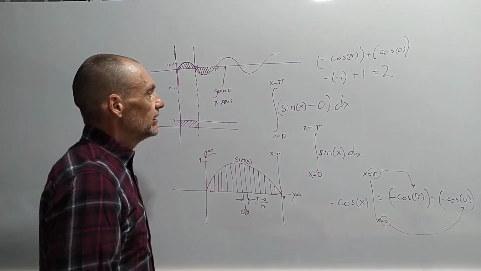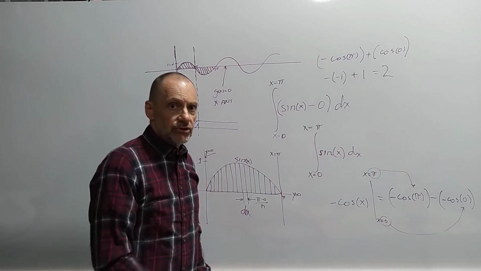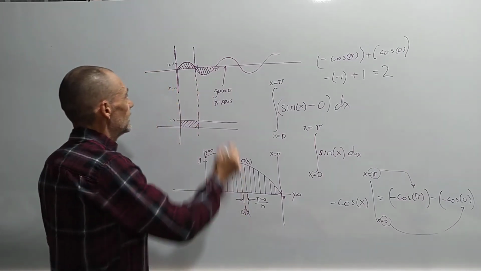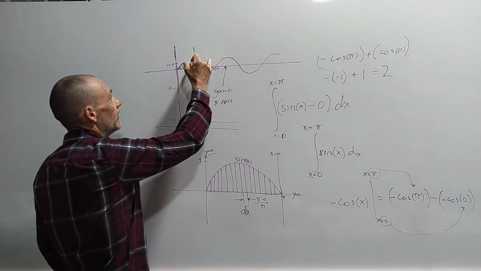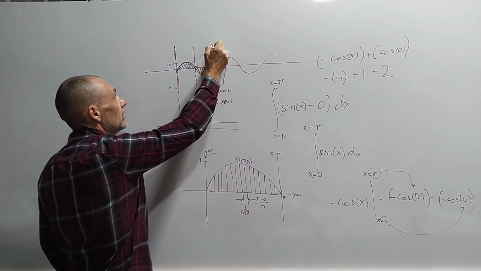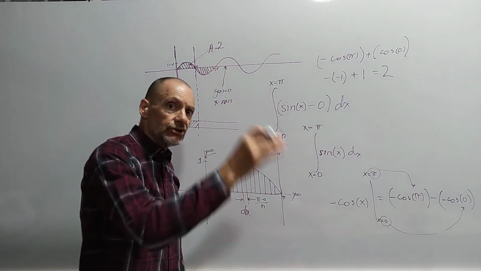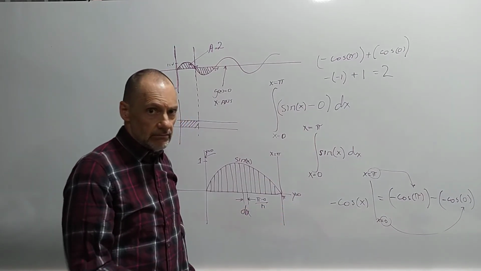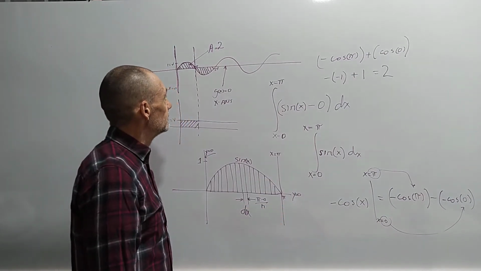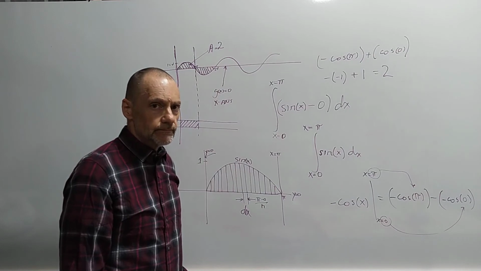Now, this might seem strange. This certainly seemed strange to me the first time I saw it. The area under here is 2. You would think that with that strange shape on the top that it would be some weird number, but it's not. It's 2.